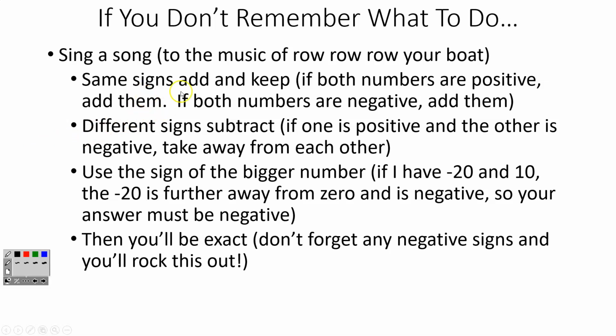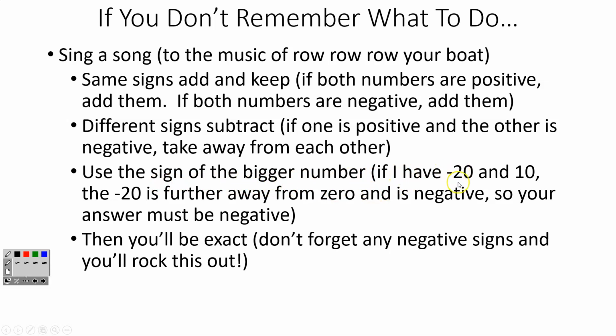So what that basically means is same signs add and keep. So if both numbers are positive, add them together. If both numbers are negative, add them together. So -2 plus a -2, add them together, it's a -4. If they're different signs, so if one's positive, the other's negative, then you would say something like 4 plus a -2, and that would give you 2. So if they're different signs, you can't combine them, so you have to basically take them away from each other. Use the sign of the bigger number.